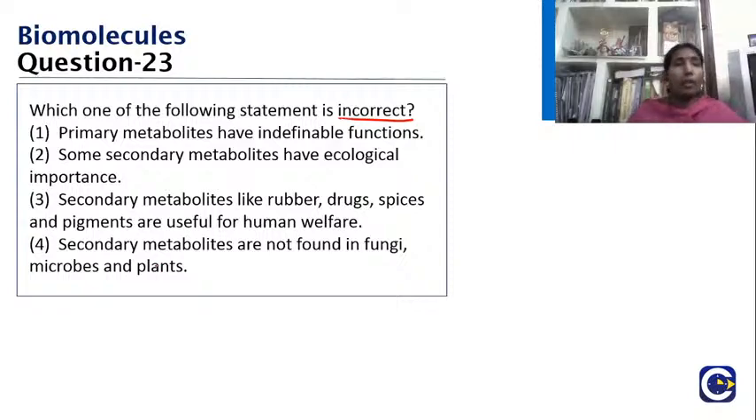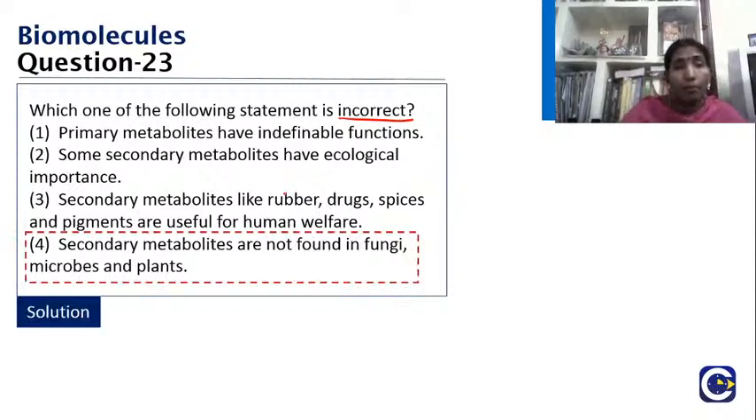When we talk about these metabolites, you have to be very, very careful, because we know the primary metabolites are directly obtained. Secondary metabolites are obtained from the trace ones. Primary metabolites have indefinable functions, that is correct. They have ecological importance, yes. The rubber, drug, spice, we are using it. Whatever spices we get, even the digitalis, the drugs, the cinchona, the quinine, the anti-malarial drug, they are all secondary metabolites. And these secondary metabolites are not formed in fungi and microbes, that cannot be accepted because they are formed. So that is the wrong option. They are found in fungi, microbes and plants. So that is the incorrect statement.